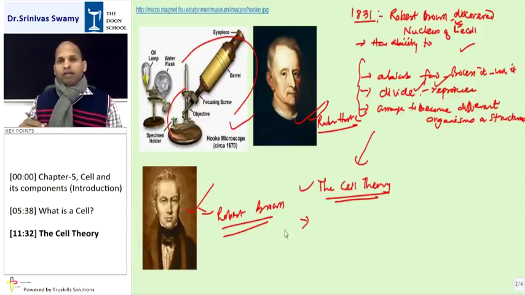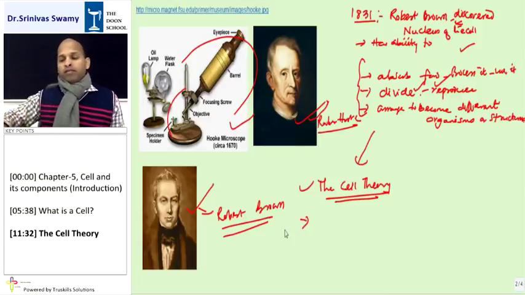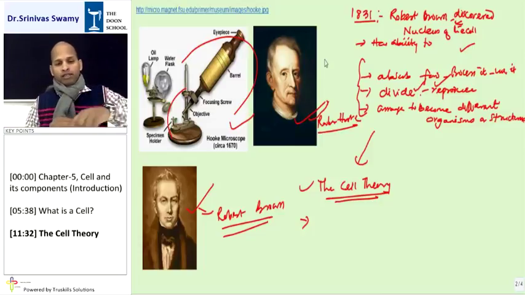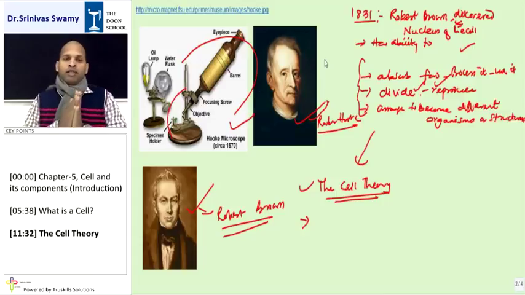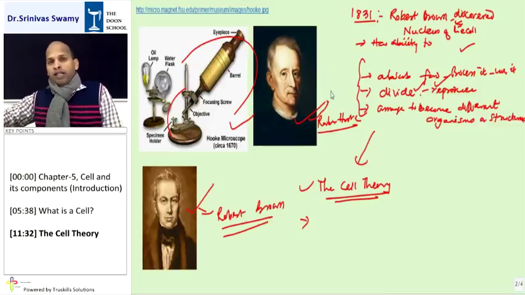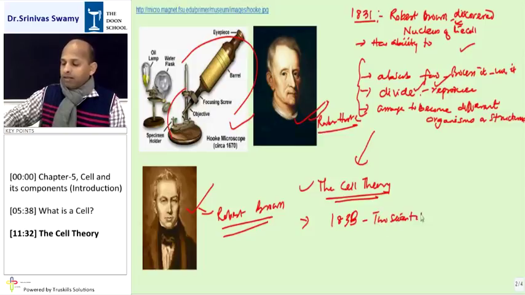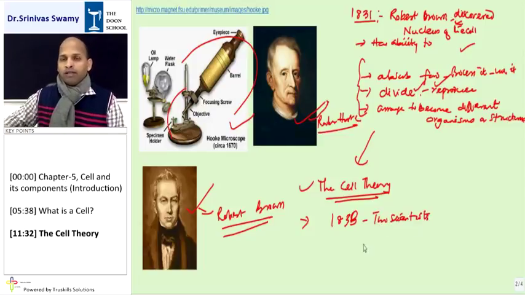What is a theory, by the way? A theory is something which has been hypothesized and then put into action and tested, and then a statement is issued. That becomes a theory. So cell theory was put forward in 1838 by 2 scientists initially, then it became 3 scientists. We will talk about that later.